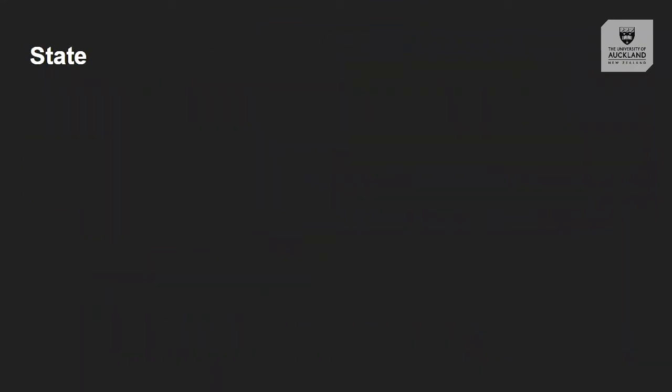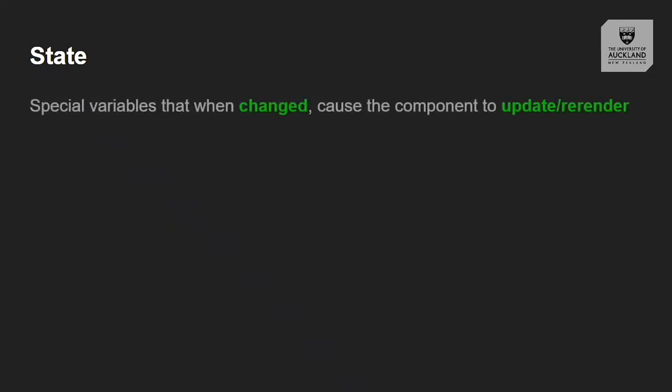Cool. The next thing we'll cover is state, which is probably the most important part about React. It's what allows React to be reactive. A state variable is simply a special variable such that when you change it using a special function, it will cause the component to update itself, or in React terms, re-render. For instance, if we want to track what the user has inputted into that question box, we can do so with a state variable.